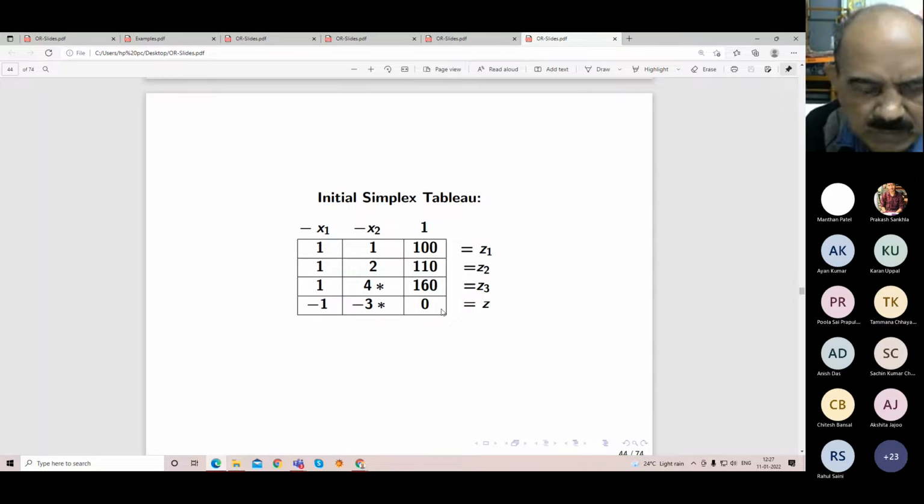There are 2 elements other than 0. The 0 says the value of the objective function. Presently it is 0. Why? Because there are basic variables and non-basic variables. Generally, non-basic variables are 0. For basic variables, the value is given. Z1 equal to 100. Once you set x1, x2 to 0, Z1 becomes 100, then Z2 becomes 110, Z3 becomes 160. And Z, the objective function, is equal to 0.